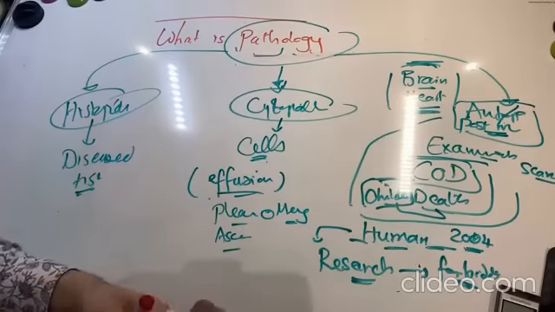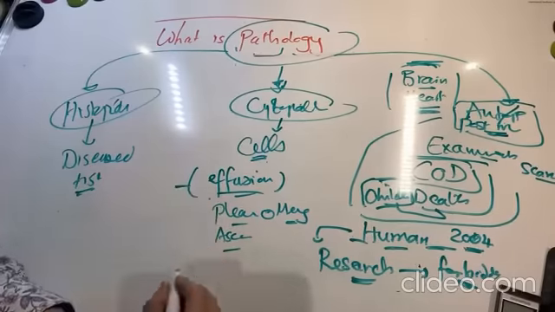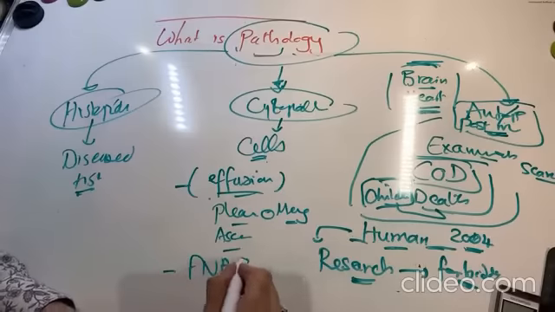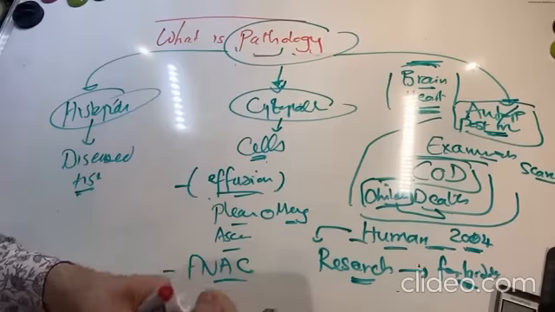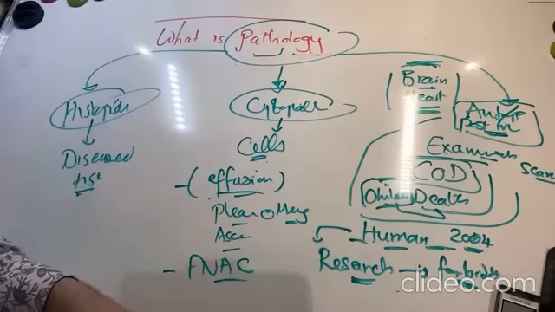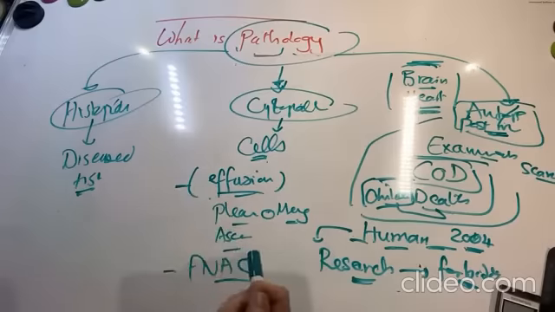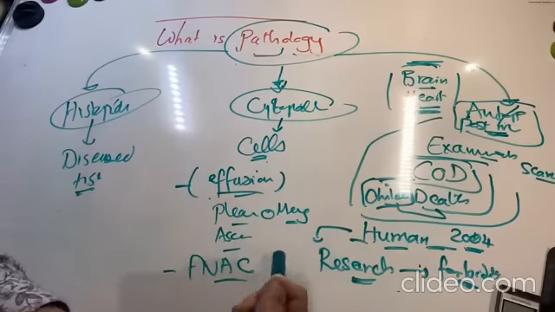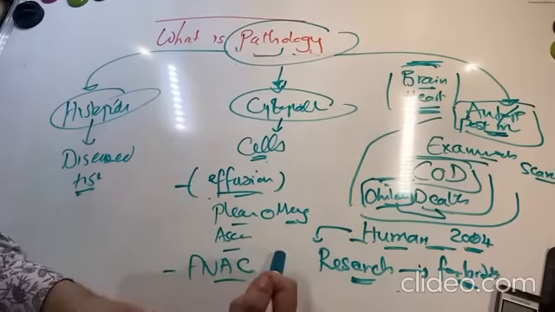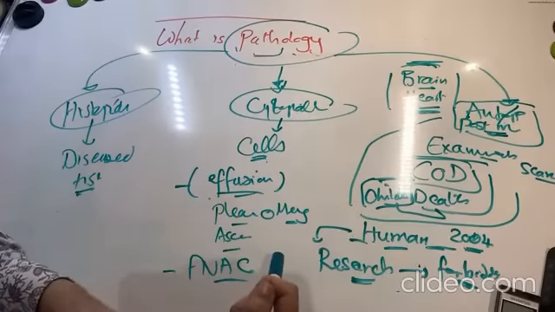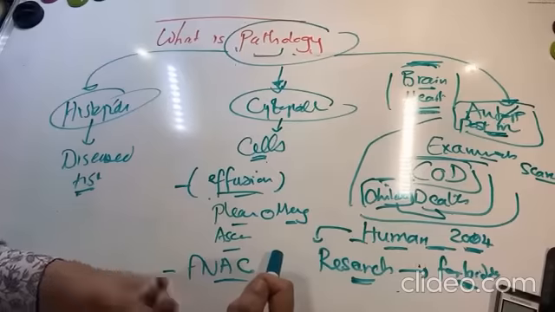The other way to gain these cells is by what's called FNAC, fine needle aspiration cytology. So you have a mass, and you need to get some cells. You go with a needle, and you may inject fluid, or sometimes you just suction the disaggregated cells from that tumor or mass, and then you examine it.